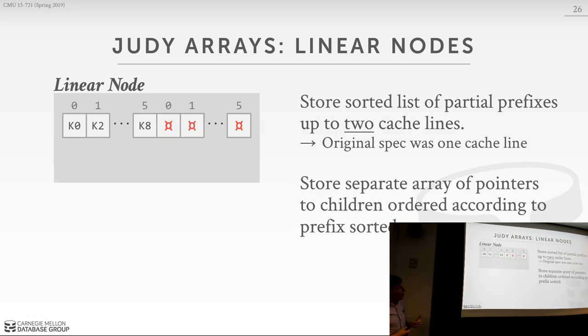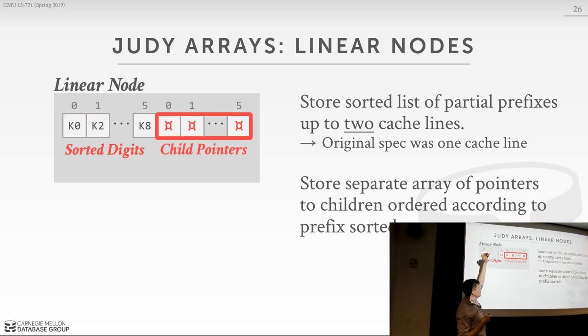All right, so the linear node is for when you have a small number of digits in your population at a particular node. So what you're going to do is store two arrays in the node that can store up to six keys or six digits. The first part of the array will be sorted digits. And this will be whatever digit is actually being stored, you're storing a copy of that digit in the array. And then you have the child pointers, where the offset in this array corresponds to the offset of the key as it exists here. So it's called a linear node because when you want to do a lookup here, you just do a linear scan along these to find the digit you're looking for.